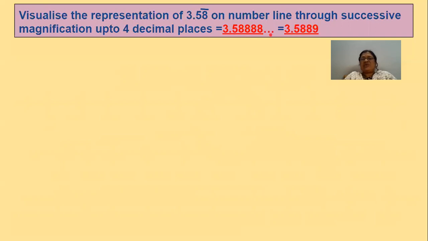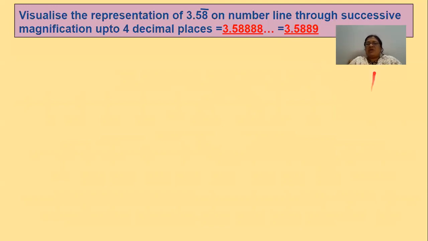Which number is periodic? The 8 is periodic. So after the decimal point, you have to correct it till 4 digits. After this number, there is 8, which is more than 5. So you can make this 9 and simply remove this 8. So this can be written as 3.5889. So let us locate this point on a number line through successive magnification.